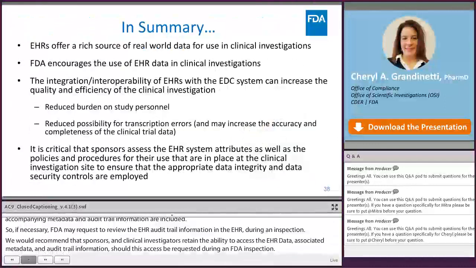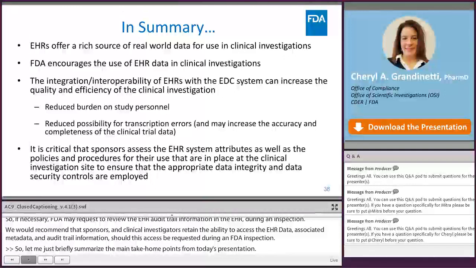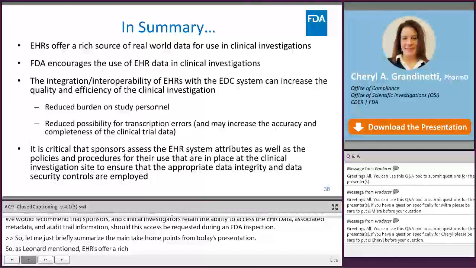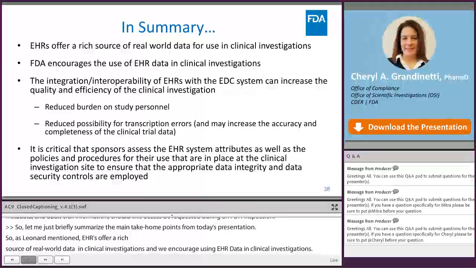So let me just briefly summarize the main take-home points from today's presentation. As Leonard mentioned, EHRs offer a rich source of real-world data in clinical investigations, and we encourage using EHR data in clinical investigations. The interoperability and integration of EHRs with the EDC system can increase the quality and efficiency of the clinical investigation by reducing the burden on study personnel and reducing the possibility of transcription errors, which may also increase the accuracy and completeness of the clinical trial data.